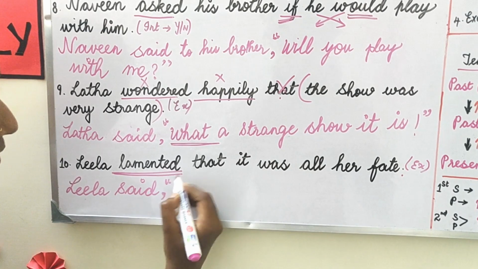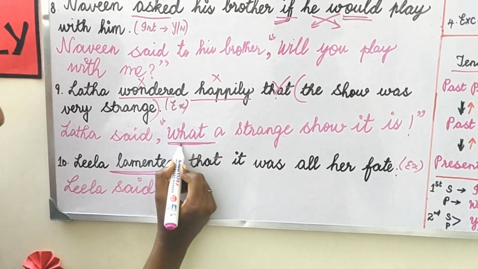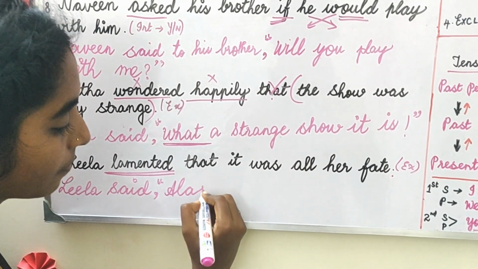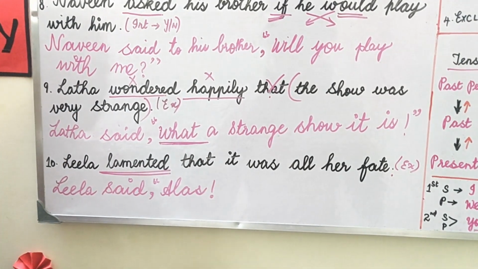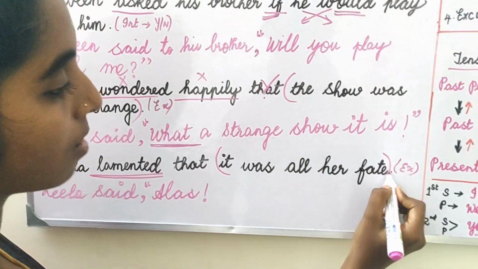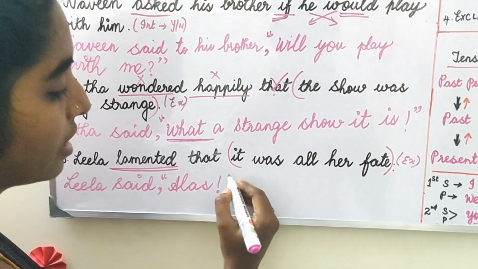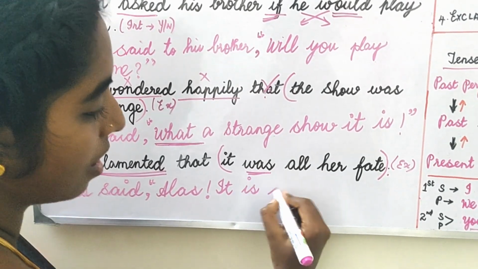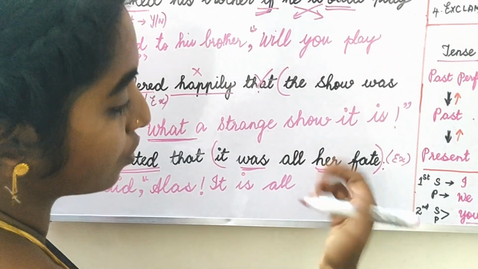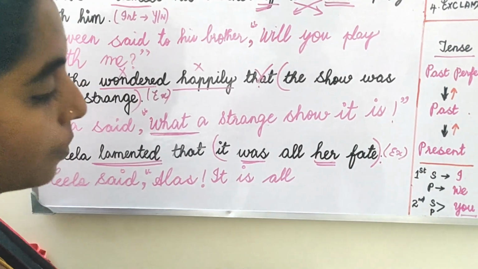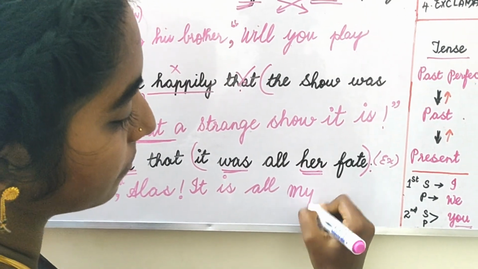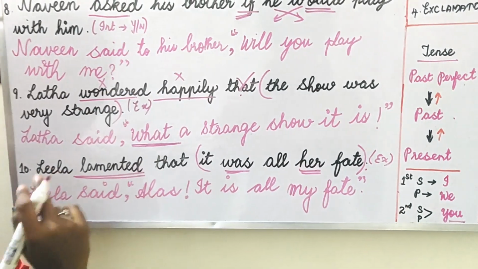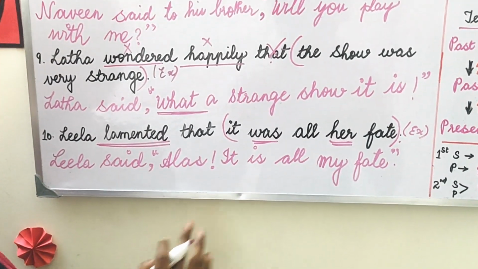And as usual, here I have added what for happy sentence. It is a sad sentence, so I am adding alas. Alas. And what is the content? It was all her fate. And how I am writing? See, it was present tense. It is all her fate. Whose fate? I am saying, it's all my fate. In the first person you should say and see. Leela said, alas, it's all my fate.